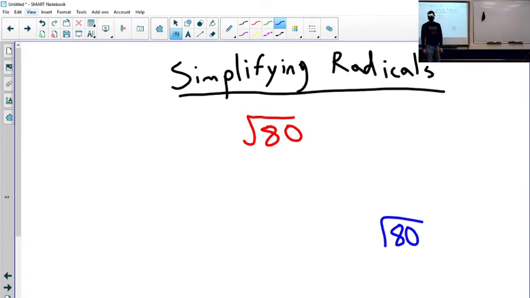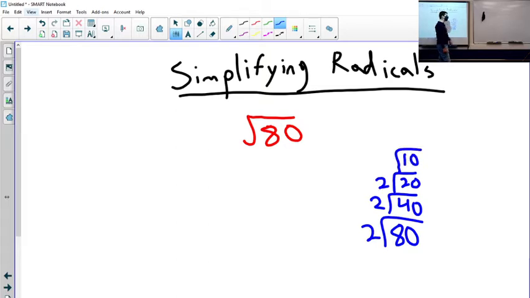Start by seeing if we can divide by 2. Can we divide by 2? Yeah, we get 40. Can we still divide by 2? Yeah, we get 20. Can we still divide by 2? Yeah, we get 10. Can we still divide by 2? Yeah, we get 5. Can we still divide by 2? No! We can't divide by 2. We've got to divide by 5.